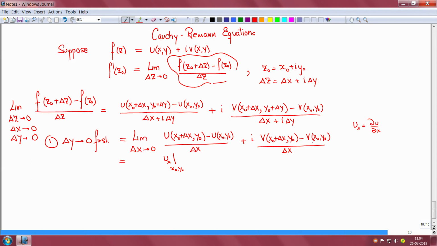Same here, this function initially at x0 y0 and evaluated with an increment only in the x direction, the y argument is the same, divided by delta x with a limit, that is now i v x evaluated at x0 y0. Okay. u x plus i v x evaluated at x0 y0.